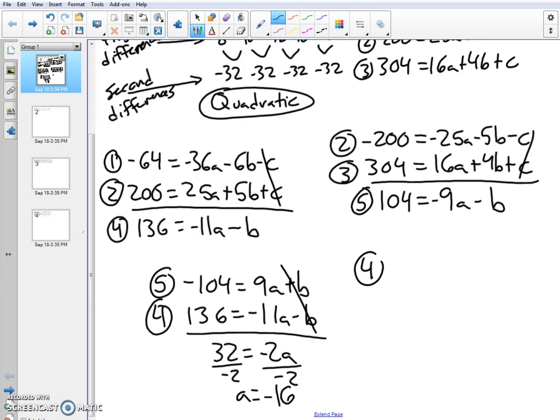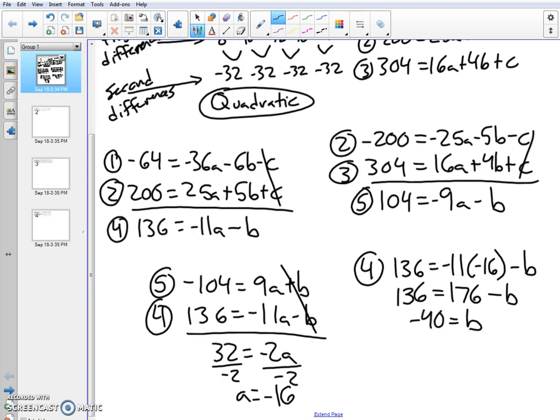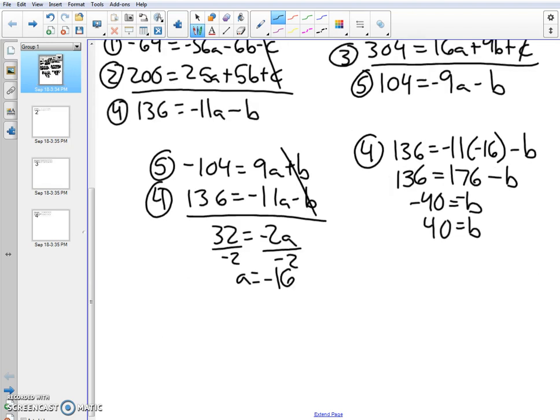So I'll take 4. And I have 136 equals negative 11 times negative 16, because I now know that's what a is, minus b. So 136 equals 176 minus b. So negative 40 is b, or negative 40 is negative b, so b is 40. There we go. So almost there, I have a, b.